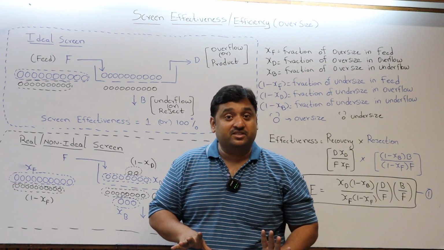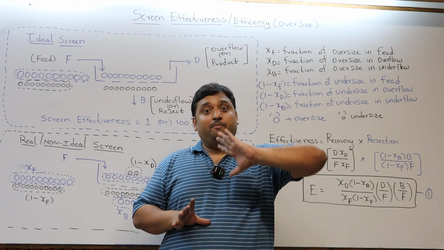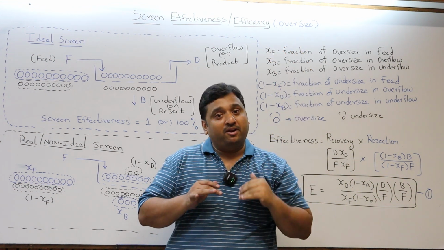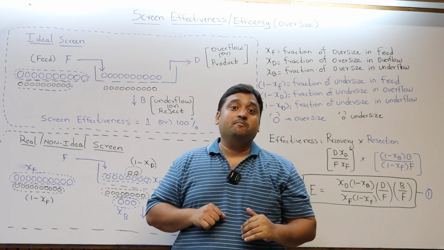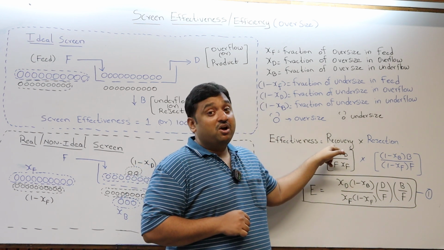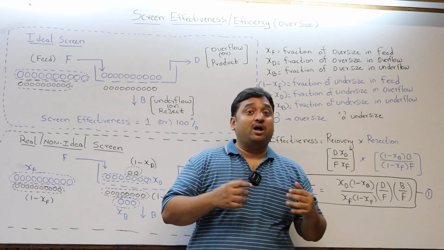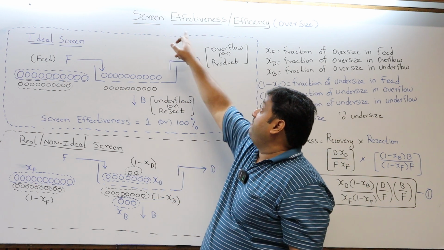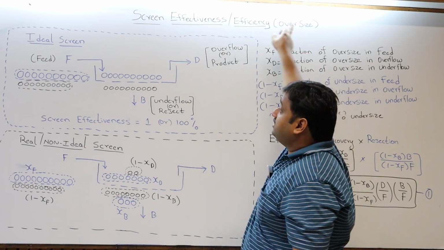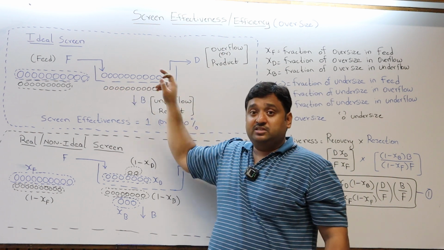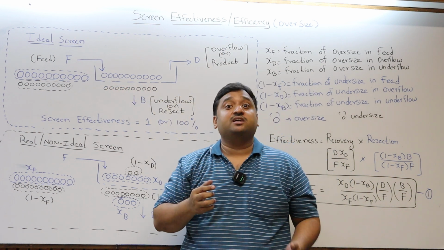What is the job of a screen? All the bigger size particles should be at the top and all the smaller particles at the bottom. That is called recovery. Recovery is talking about our product. Imagine I have given screen effectiveness based on oversize. That means these blue color balls, the bigger size particles, are our product.